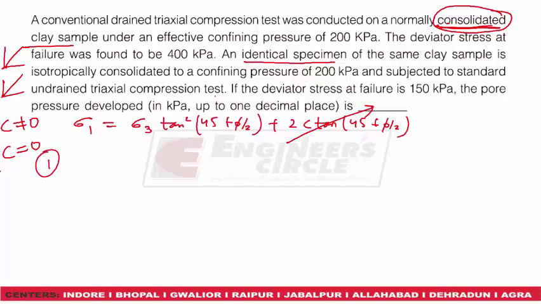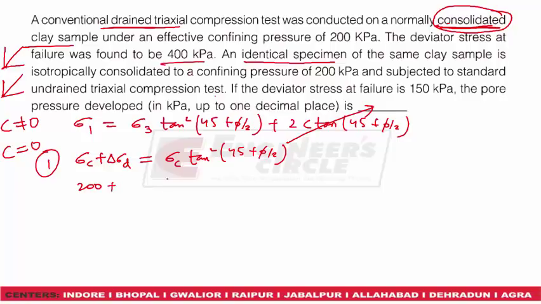it is a drained test. So in a drained test, sigma 1 will be equal to the total stress, so it will be confining stress plus deviator stress, and sigma 3 will be the confining stress into tan square (45 plus phi by 2). Now confining stress is given to us as 200, deviator stress is given to us as 400. So 200 into tan square (45 plus phi by 2).